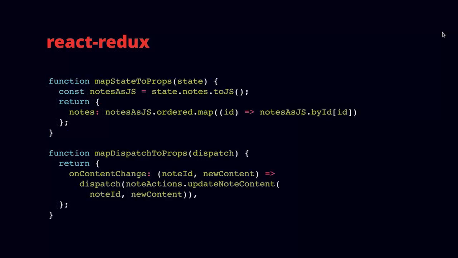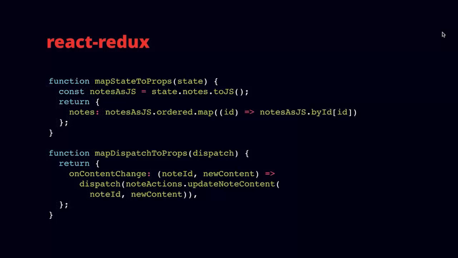So here's how this looks in practice. This is a simplified example. When we want to map state to properties, we receive state when this function is called, and we start here by taking the nodes section of that state, converting it to a plain JavaScript object, and then we return an object that has a field called nodes that, in this case, has some transformation of that state.